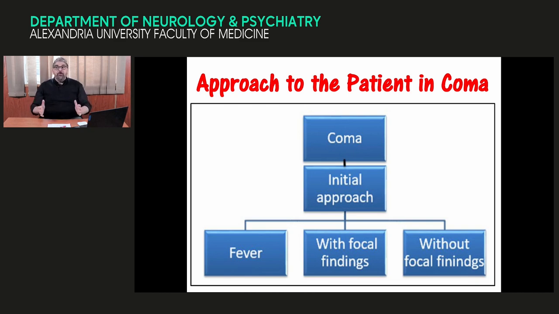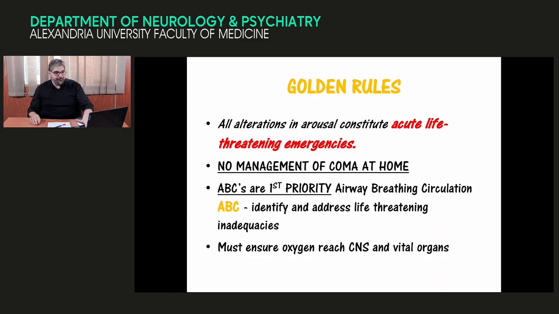Do not start with what happened to the patient. You should save your patient first, and then start to take all the data from his relatives and from his companions. So the initial approach for the patient here is vital and may be life-saving in more than 90% of the cases. And then after the initial approach, you should start to classify your patient accordingly. If the patient has fever, what will you do? If the patient has focal findings, what will happen? If the patient comes with no focal findings, what will happen? But first, as we said, the initial approach is mandatory in this issue.